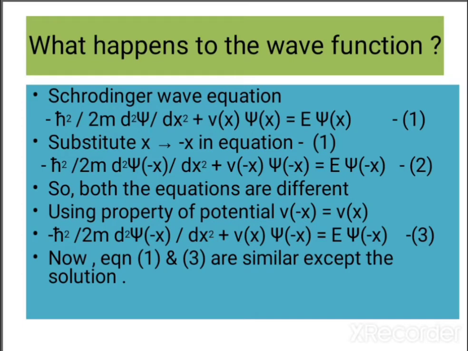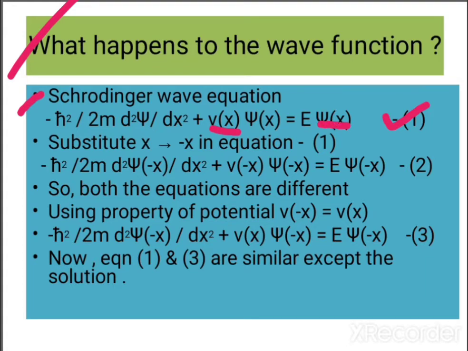Now if you look at the Schrödinger wave equation, that is minus h cut square upon 2m d square psi over dx square plus V(x) psi(x) is equal to E psi(x). That is equation 1. That's the Schrödinger equation for a quantum system which has a potential field of some function V(x), and the solution of this Schrödinger equation is psi(x) here.